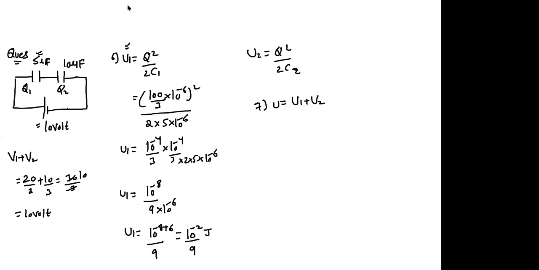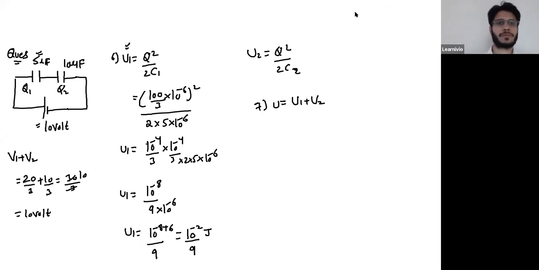Okay, now let's do the parallel combination of capacitors. The next is parallel combination. When we say that capacitors are connected in parallel, parallel combination means the voltage across each capacitor is the same, but the charge will divide. So this is a typical parallel combination.